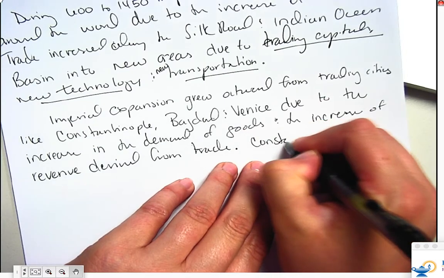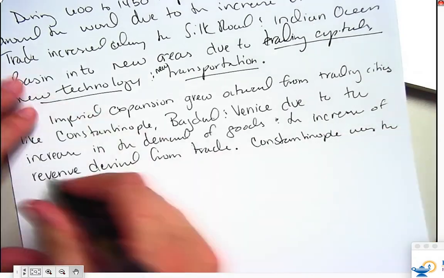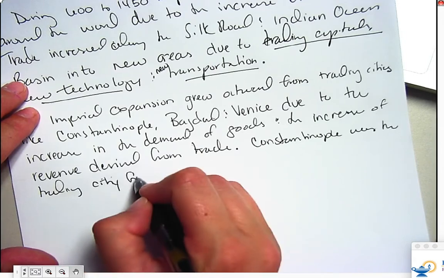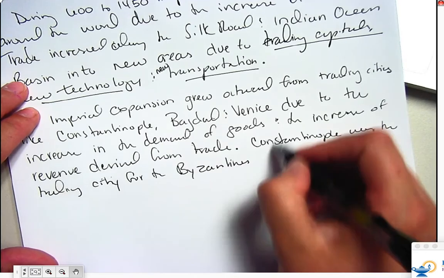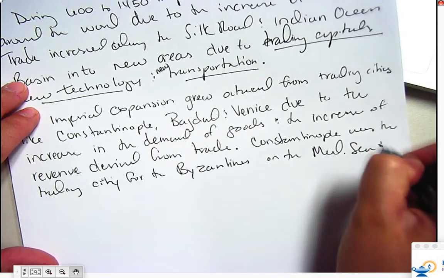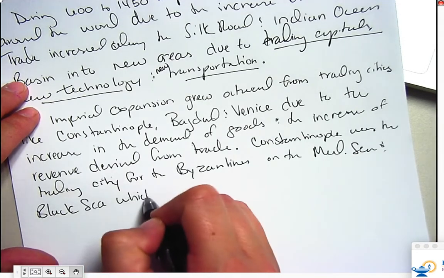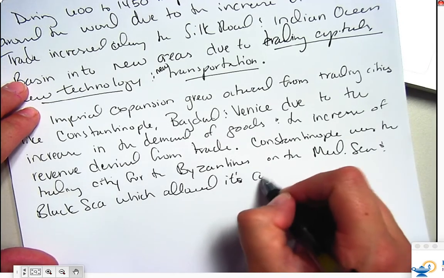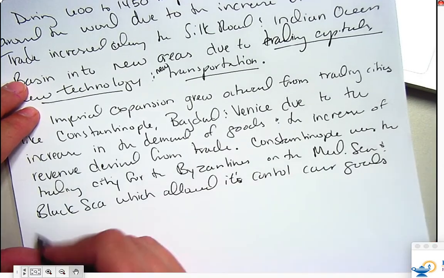Constantinople was a trading city for the Byzantines on the Med Sea and Black Sea, which allowed its control over goods to and from Europe.